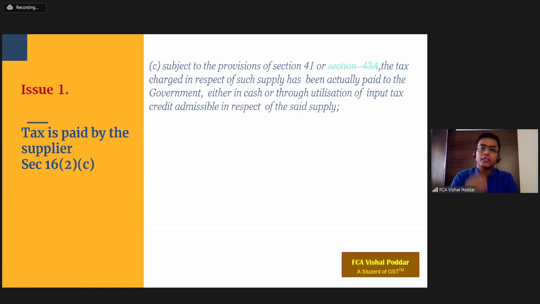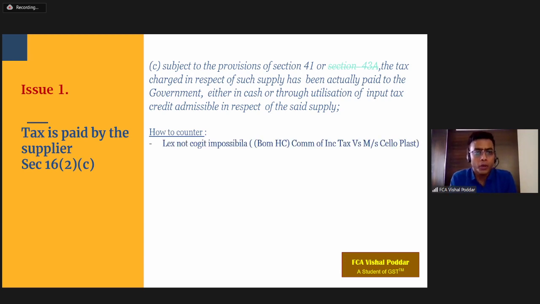Firstly, section 16.2 reads like this, that subject to provisions of section 41 and 43A, now 43 has been removed, the tax charged in respect of such supply has been actually paid to the government. Now, this is the requirement: you will be allowed ITC provided this happens. Now, if you receive a notice where your vendor claims that, sir, I have paid the tax, and there is no fraudulent practice from the side of the vendor, or even if the vendor has not paid the tax. Now, this is important. Even if the vendor has not paid the tax, but you were not a part of this particular fraud, that is, you were unaware of the intentions and the behavior of the supplier, then you can very well defend your case.